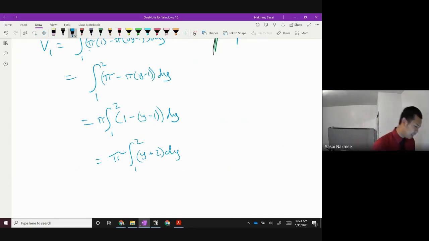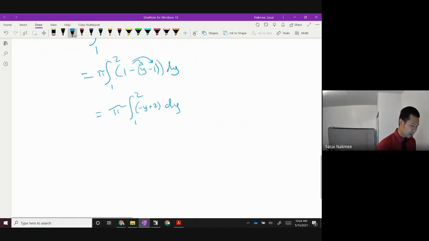Wait, negative y minus 2. Double check your math. Negative y plus 1, so it'll be negative y plus 2. There we go. Little mistakes along the way, that's going to cost you. So doing this integral, it's going to be pi times negative y squared over 2 plus 2y, evaluated from 1 to 2.